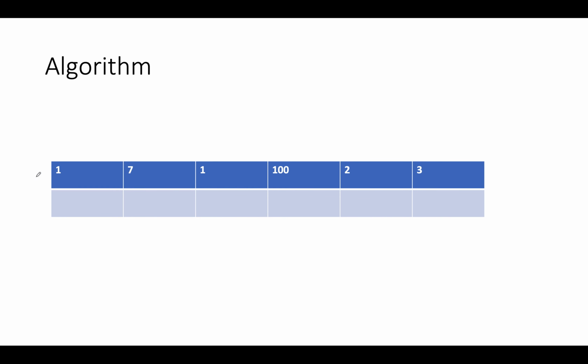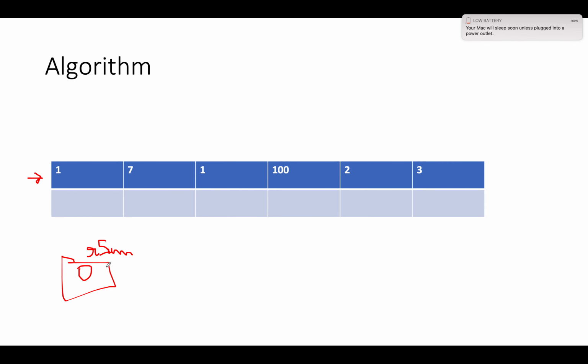The question says we are given an input array and here the input array is 1, 7, 1, 100, 2 and 3. We'll create a new variable named running sum, rsum, and initialize it to 0, and will iterate over the input array, and with each iteration will update the running sum with the value that is currently held at that index. And once we have updated the running sum, we will reassign the value at that index to the updated value of running sum.